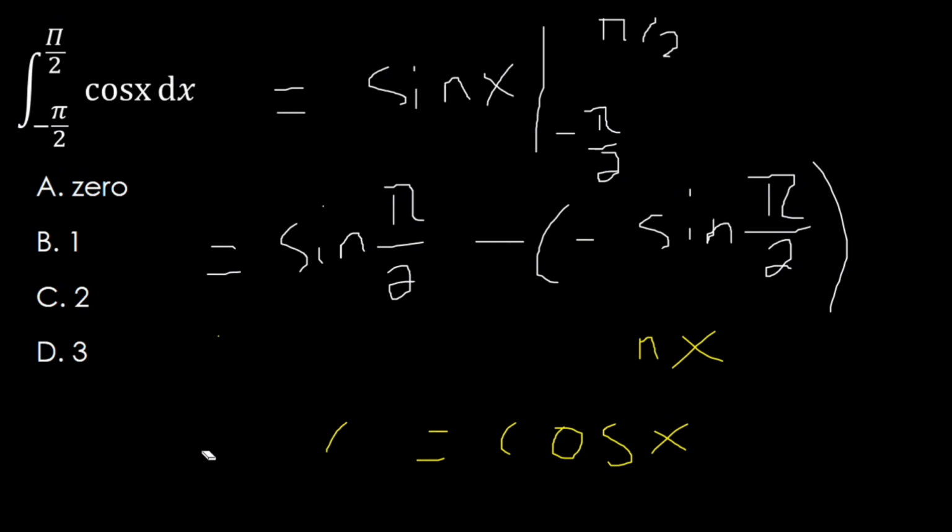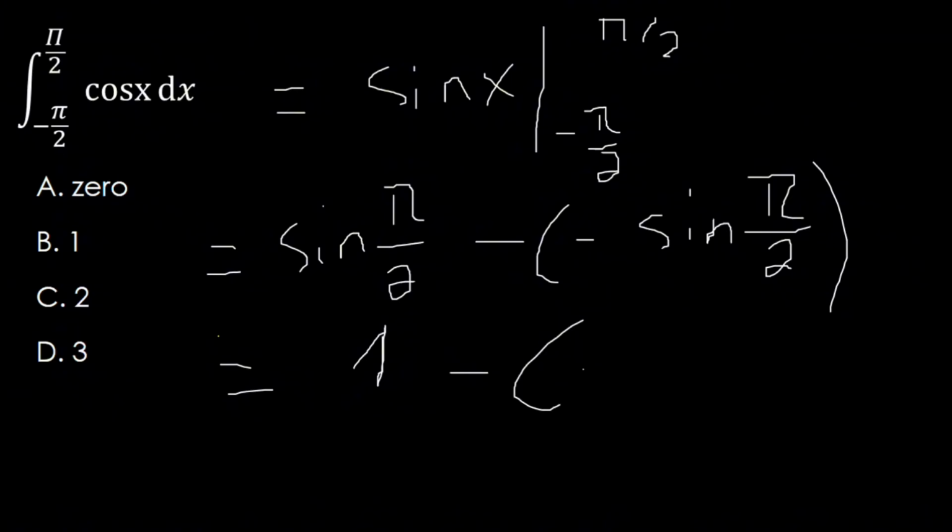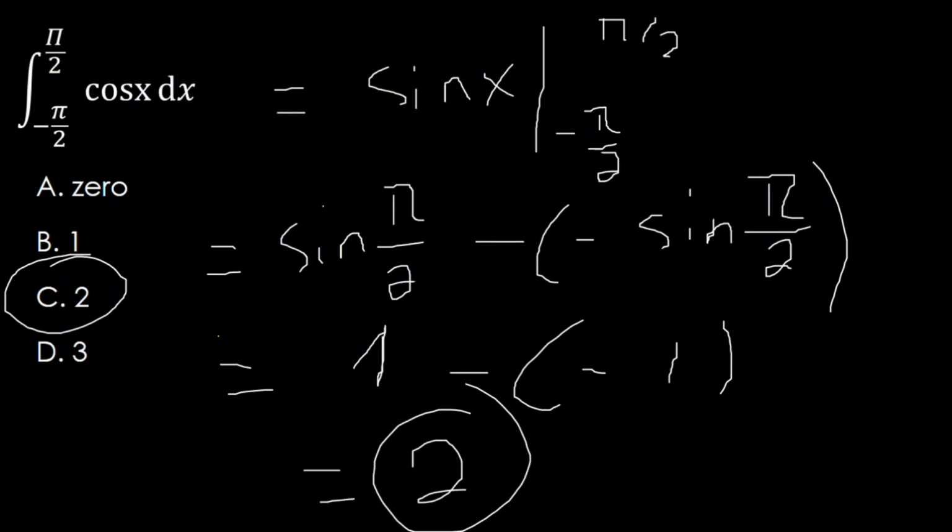Therefore our answer here will be what? Sin pi over 2 is equal to 1. Therefore here we are going to have 1 minus negative 1, that is equal to 2. And this is the exact answer here.